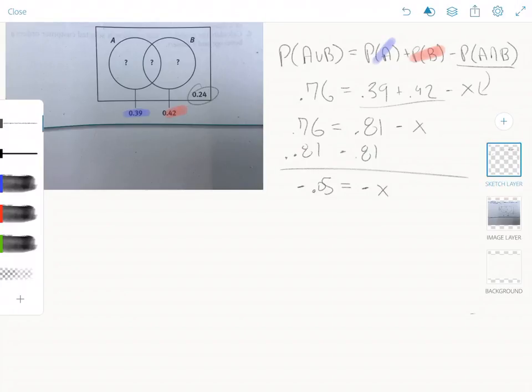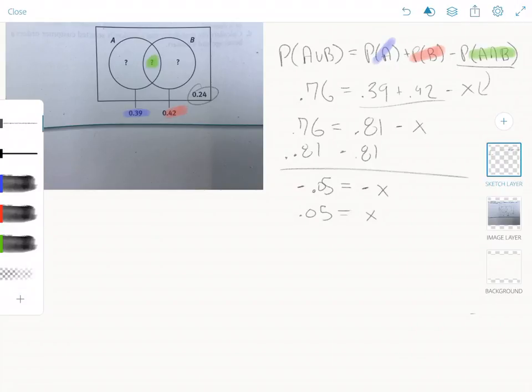Multiply both sides by negative 1, and x, or the intersection, equals 5%. So there's some algebra there, but it's pretty simple. We know this intersection piece here equals 5%. And now it should be pretty easy to find strictly A and strictly B.